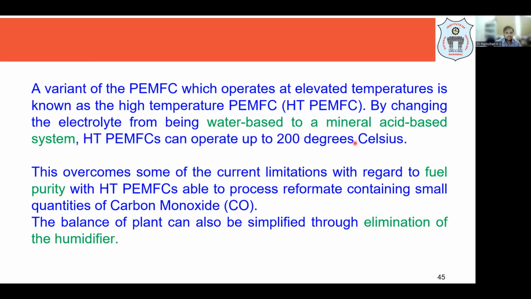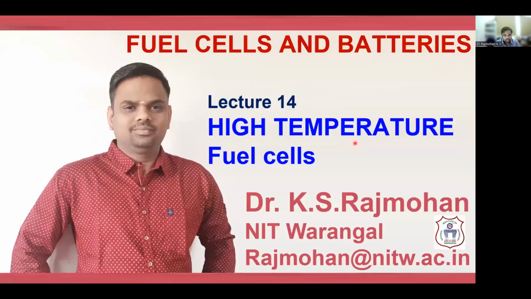So in this lecture, we have seen that a variant of the PEM fuel cell which can operate at elevated temperature, known as the high temperature PEM fuel cell, has been discussed. By changing the electrolyte from a water based to a mineral acid based system, we are able to manipulate the membrane to operate at a high temperature up to 200 degrees Celsius, which helps us overcome some of the current limitations with regard to fuel purity. High temperature PEM fuel cells can process reformate containing small quantities of impurities such as carbon monoxide. And even the requirement of balance of plant is simplified by eliminating the humidifier.